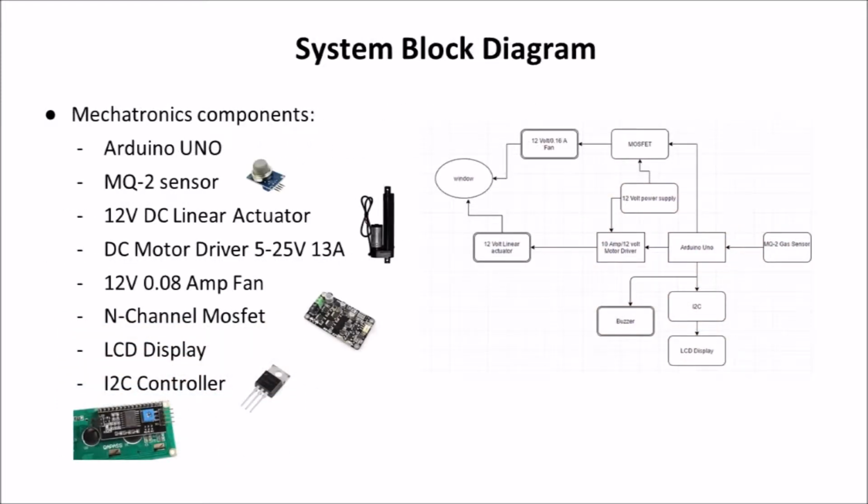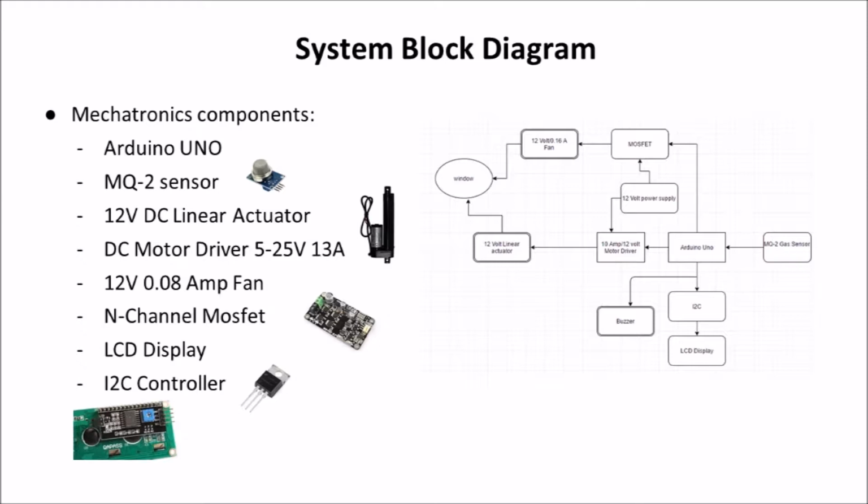For this project, we utilize various different mechatronics components. For our microcontroller, we went with the Arduino Uno. We chose the Arduino Uno because it was a microcontroller that we have been using extensively throughout the semester in lab. For our sensor, we needed a sensor that was capable of detecting both LPG and natural gas. With this in mind, we went with the MQ2 sensor.